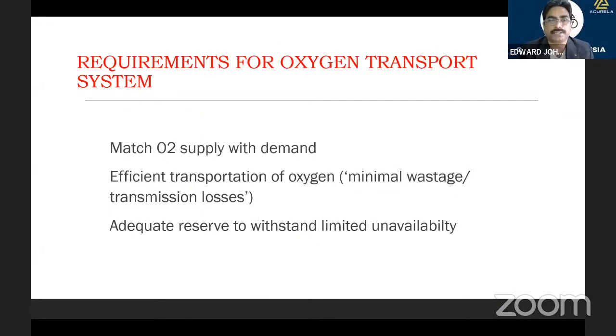So the requirement of the oxygen transport system: oxygen has to meet the demand because there is no storage. So the transport should be efficient. There should not be any wastage during transmission, and there must be an adequate reserve to withstand limited availability. So a reserve is available, but no storage is available. You have to know the difference between reserve and storage. Reserve is available in the form of functional residual capacity and oxygen bound to hemoglobin. These are called reserve. There is no storage.